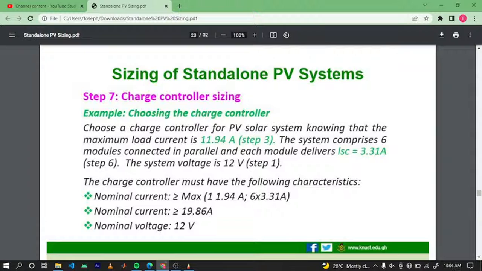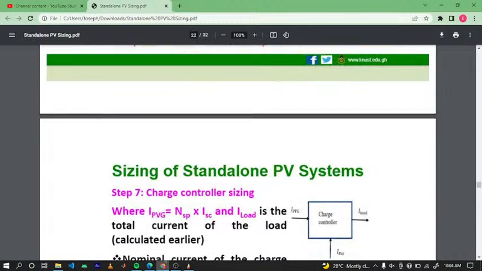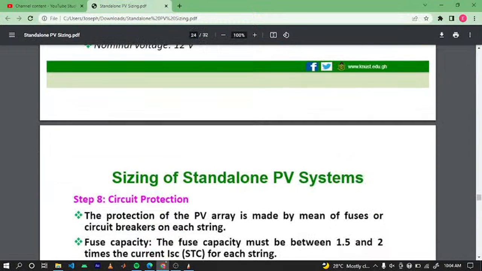If you use six times the short circuit current, you get 19.8. So the largest between 19.8 and 11.94 is 19.8. Therefore, the nominal current is equal to 19.8, and your nominal voltage, which I said must be equal to the system voltage, is equal to 12. That's how you size the charge controller.